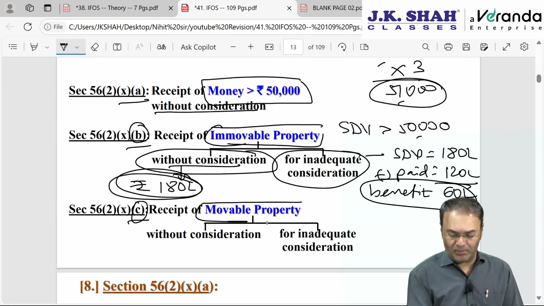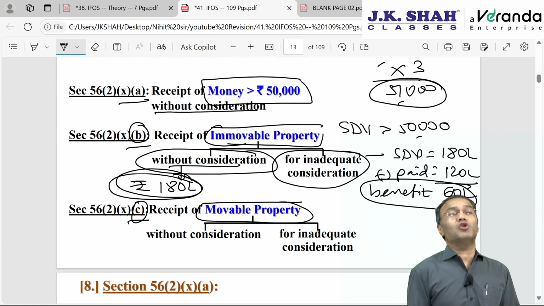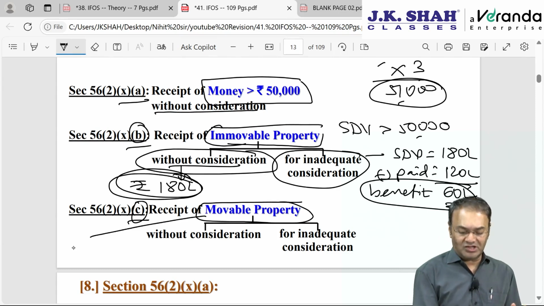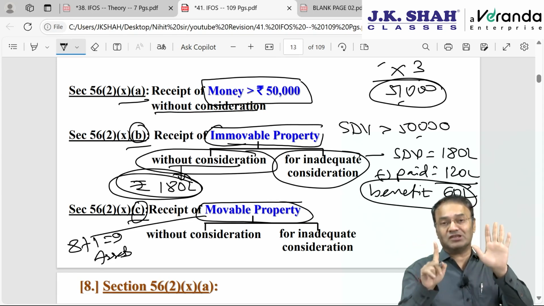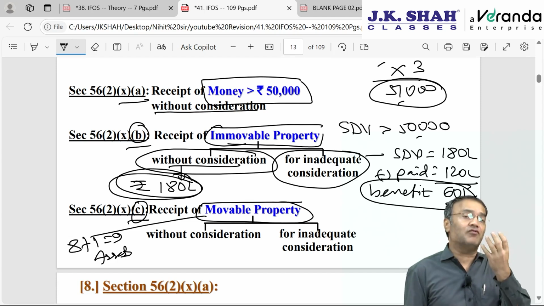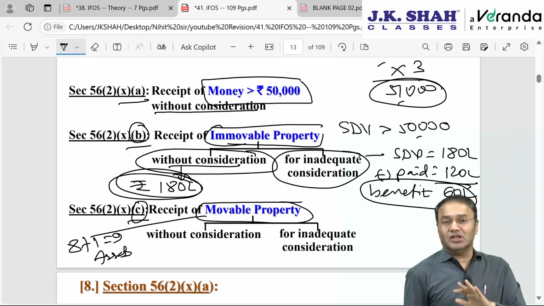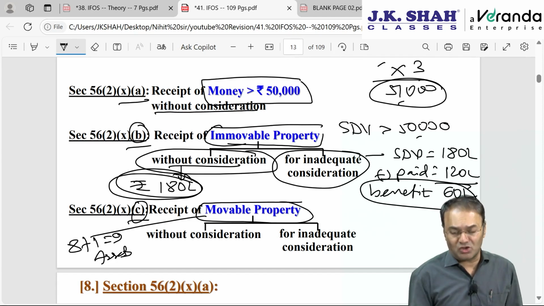Same way for movable property. Movable property here would not mean each and every movable property. There are 8 specific assets, 8 plus 1. Now virtual digital asset is also included, 9 assets which are covered here. The concept or taxability will apply only for receiving any of these 9 assets. It does not apply to anything other than this. Motor car is not one of these 9 assets. If I receive a 10 lakh rupee worth motor car for 6 lakhs, a second hand car, then 4 lakh is my benefit, but nothing will be taxable because this asset is not covered here.